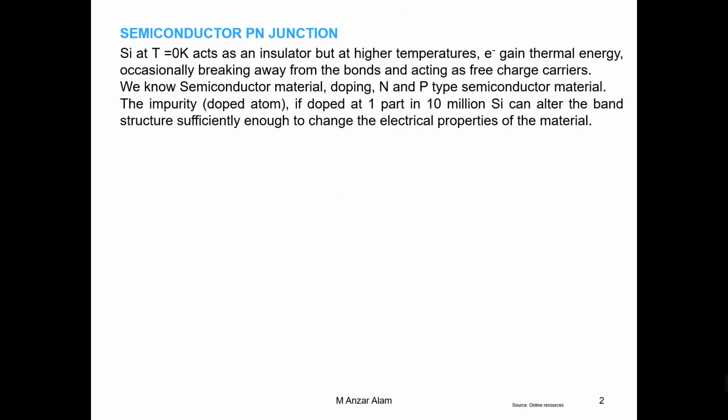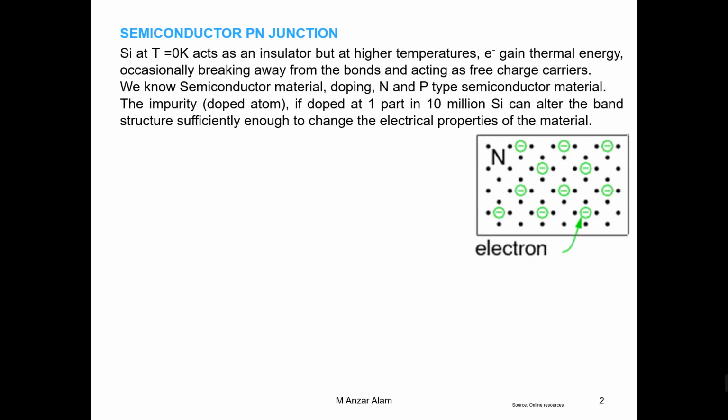If doped at 1 part in 10 million, silicon can alter the band structure sufficiently enough to change the electrical properties of the material. It means how important pure silicon is. The pure silicon can have impurity atoms of 1 part in, I think, 1 billion. So if a very tiny amount of impure atom is added, then it is sufficient to change its electrical properties by making the covalent electrons free.